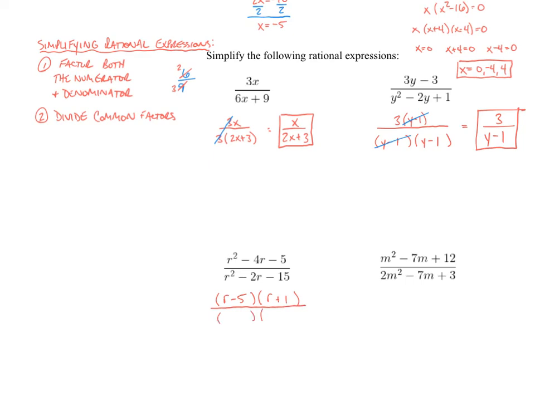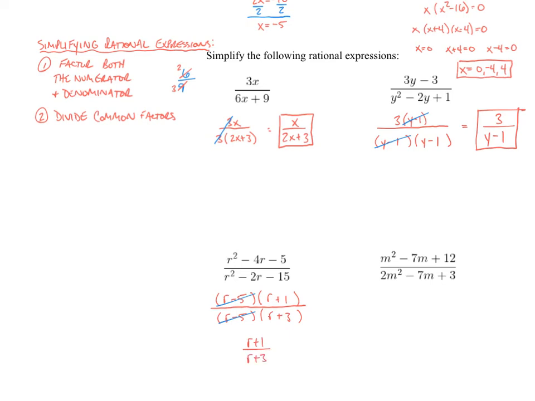And I can again use the AC method in my denominator. Factors of -15 that add up to 2 would be -2 and positive 3. So now I can divide common factors. r minus 5 divided by r minus 5 is 1, and I'm left with r plus 1 divided by r plus 3.